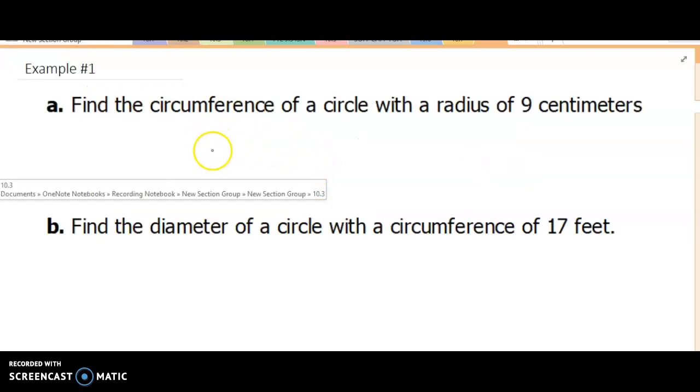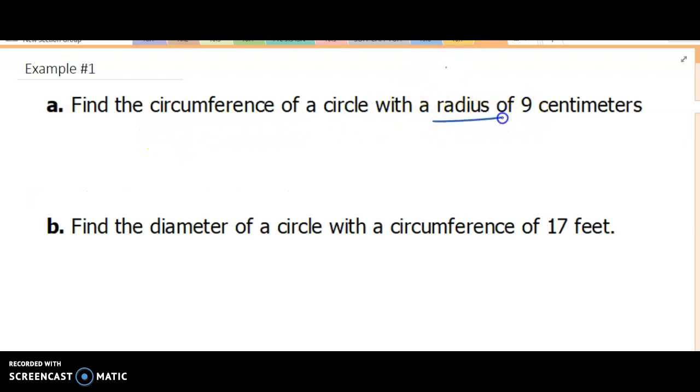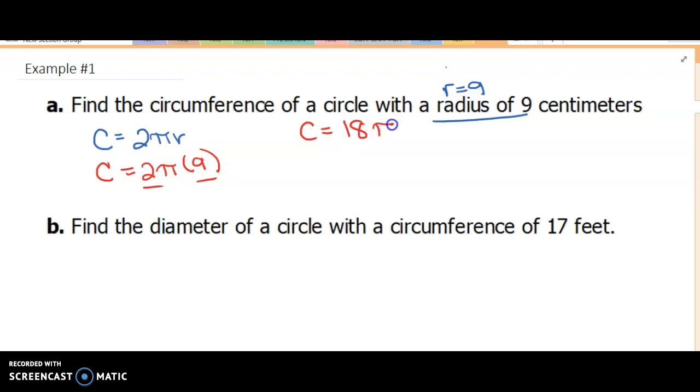All right, so let's look at Example 1 here. It says find the circumference of a circle with a radius of 9 centimeters. Okay, so our radius is 9. Anytime we have circumference, we can find it by 2 pi r. So here we're just going to plug r in. So C equals 2 pi, and our r is 9. If we clean this up, 2 times 9 is 18 pi.